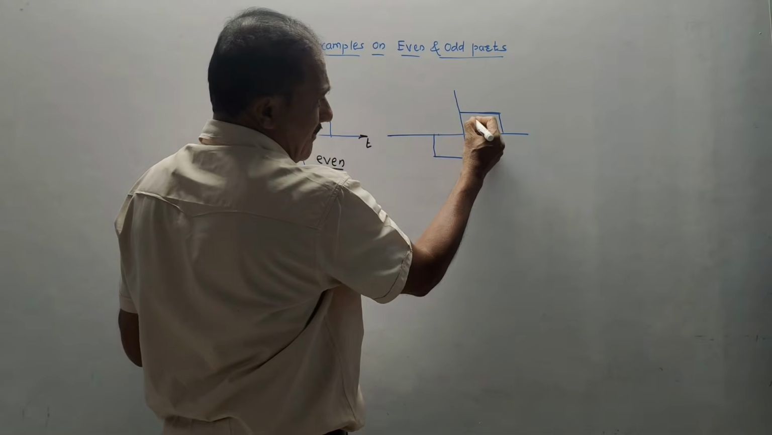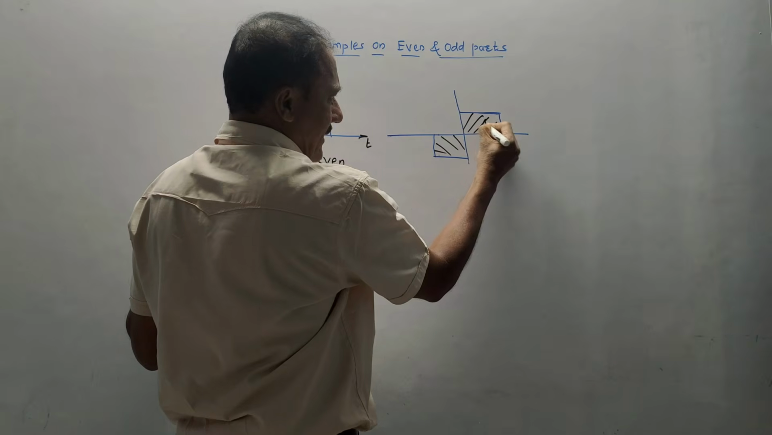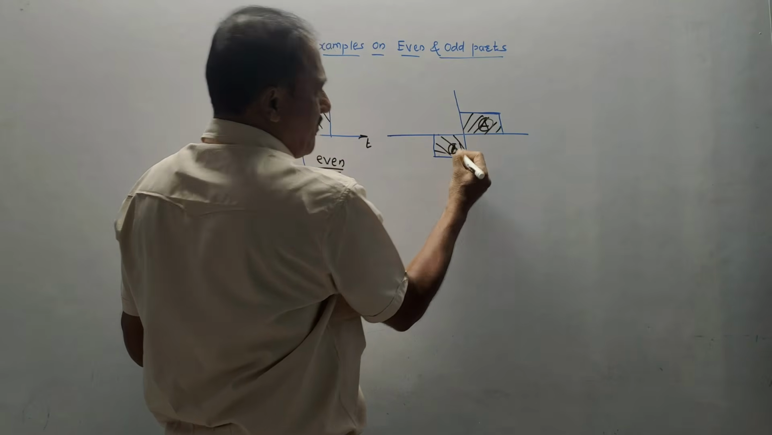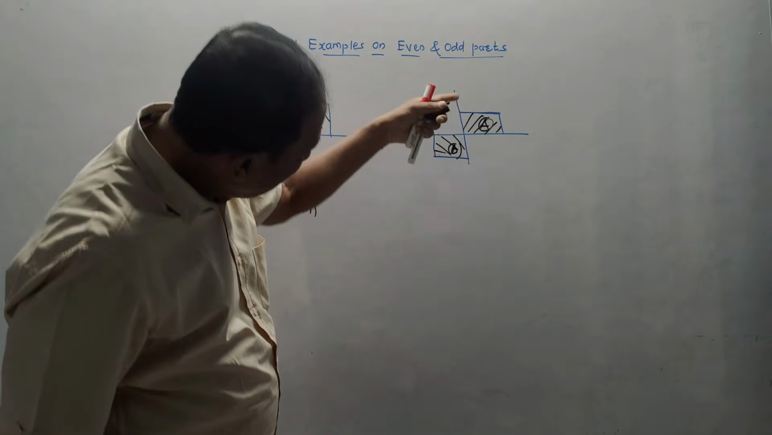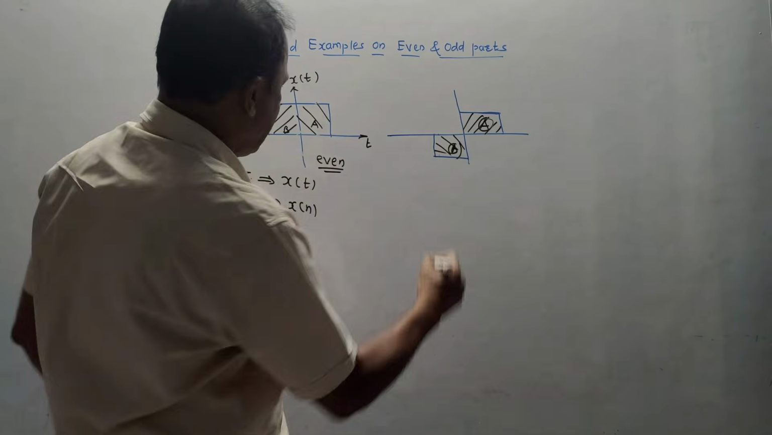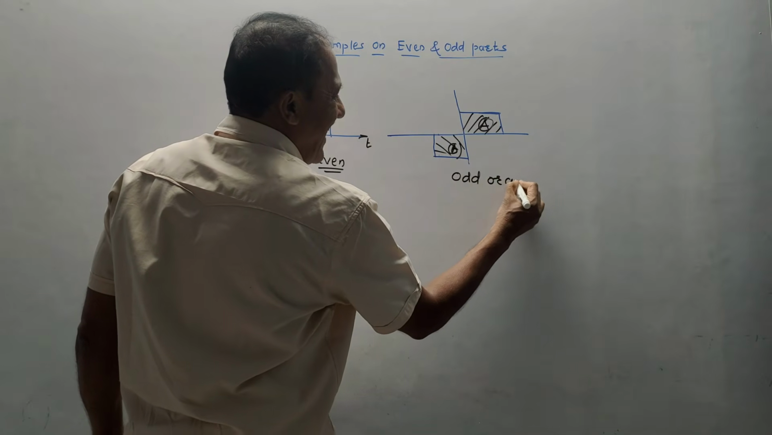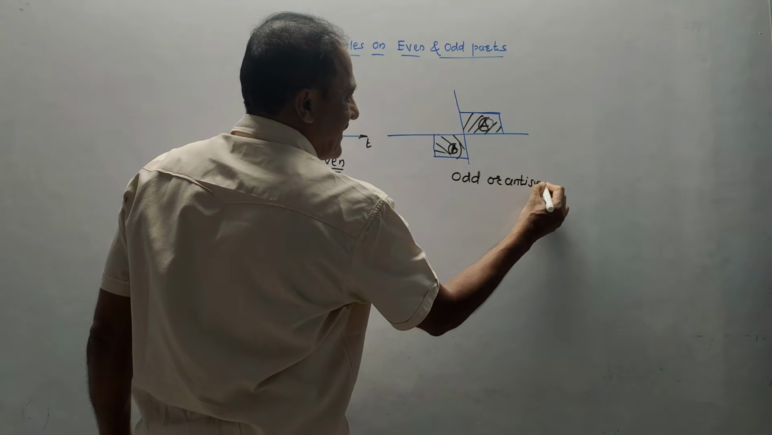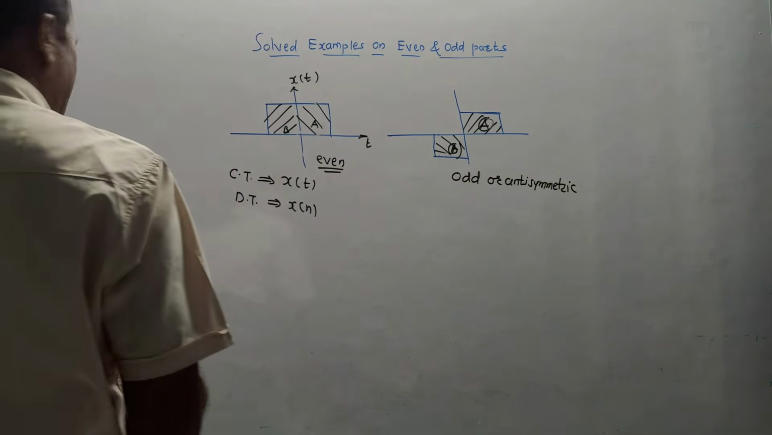Consider the second diagram. Again, I will divide it into two parts. This is part A, this is part B. These two parts are having same area, but they are anti-symmetric about vertical axis. So such signals are known as odd or anti-symmetric signals. That's what we have studied earlier.